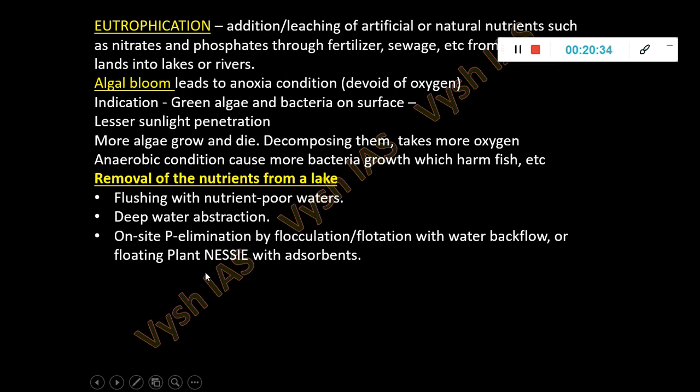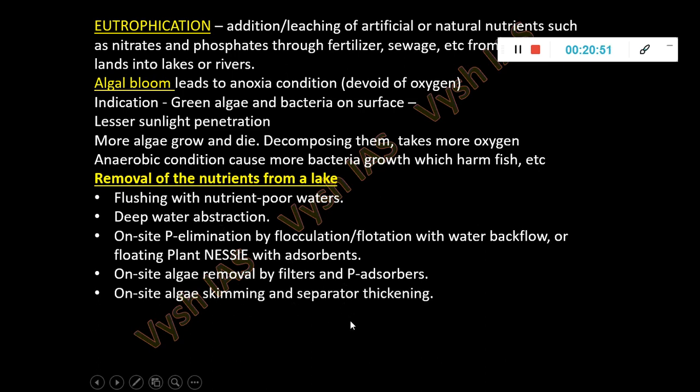Okay, P elimination. Then floating plants in a sea with adsorbents. These are just given in some textbooks, that's why I mentioned. Then on-site algal removal by filters and P adsorbers. Okay, all these are doing what? It is simply taking out the extra nutrients. So if these terms come in your options, all these will be true.